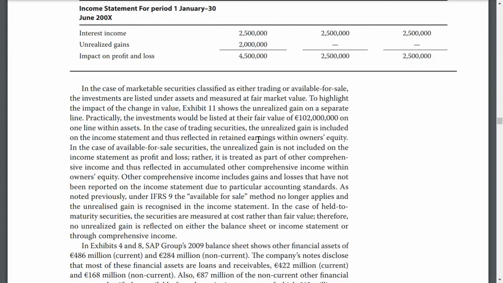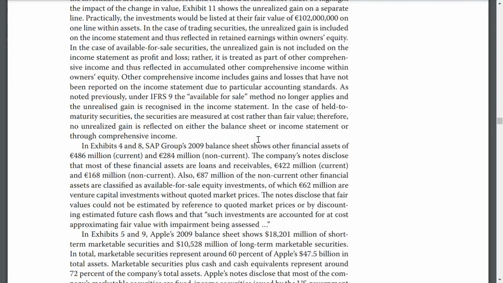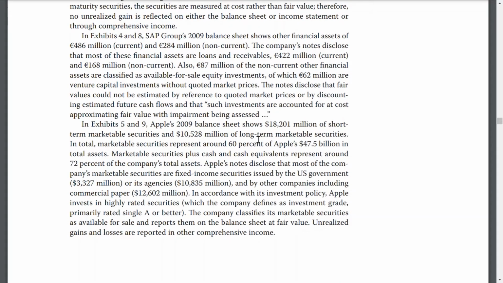As noted previously, under IFRS 9, the available for sale method no longer applies, as the unrealized gain is recognized in the income statement. In the case of held-to-maturity securities, the security is measured at cost rather than fair value. Therefore, no unrealized gain is reflected on the balance sheet, the income statement, or through comprehensive income.